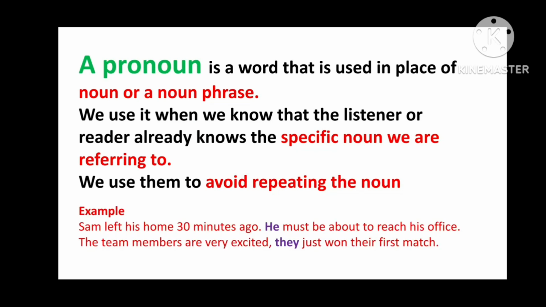For example, Sam left his home 30 minutes ago. He must be about to reach his office. In this sentence, in the second part of the sentence, we have used he in place of Sam to avoid repeating Sam. In the second sentence, the team members are very excited. They just won their first match. We have used the plural pronoun they in place of the noun phrase the team members in the second part of the sentence.